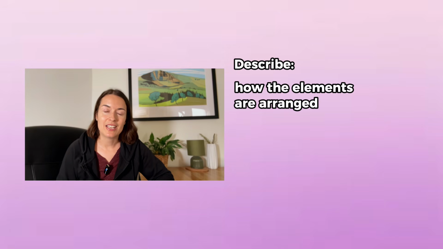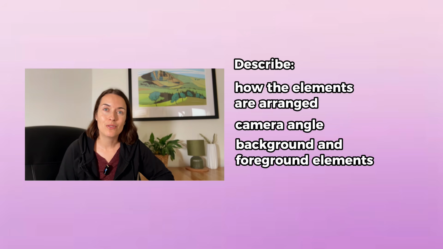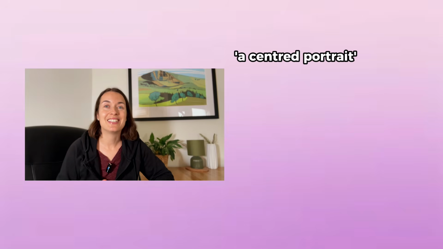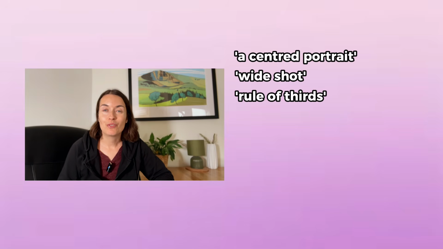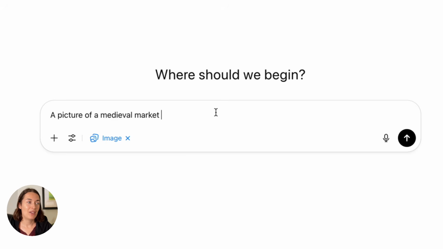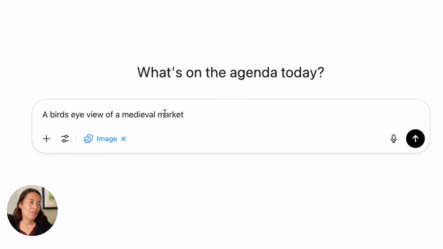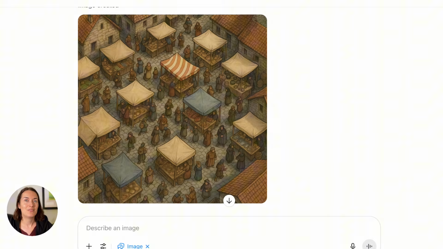The next element is composition. So this is how the different elements in your image are arranged, the camera angle, what's in the background and what's in the foreground. For example, you may be after a centered portrait, wide shot, the rule of thirds, overhead view, symmetrical layout, or a bird's eye view. So let's compare. The first prompt is just a picture of a medieval market. And this is what it comes up with. It is indeed a medieval market, but let's experiment with the composition and ask it for a bird's eye view of a medieval market. The result is very different because we can see the picture from a very different angle.